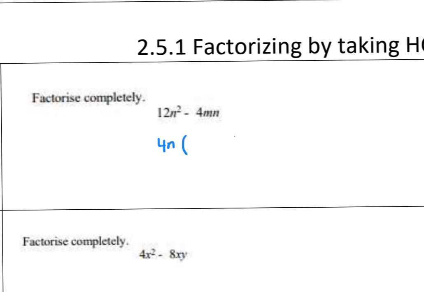Now open a bracket. 4n times what equals 12n squared? You can divide to get the answer. 12 divided by 4 equals 3. n squared divided by n equals n. So 3n minus 4mn divided by 4n: 4 cancelled, n cancelled, so m is left over. To check your answer, multiply and you get the original one. 4n times 3n is 12n squared. 4n times m equals 4mn.